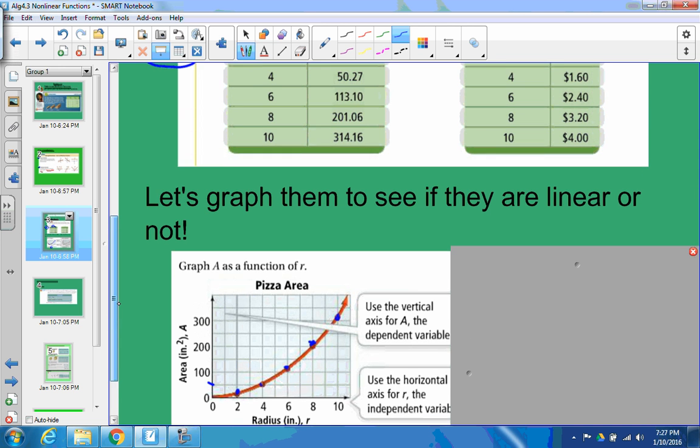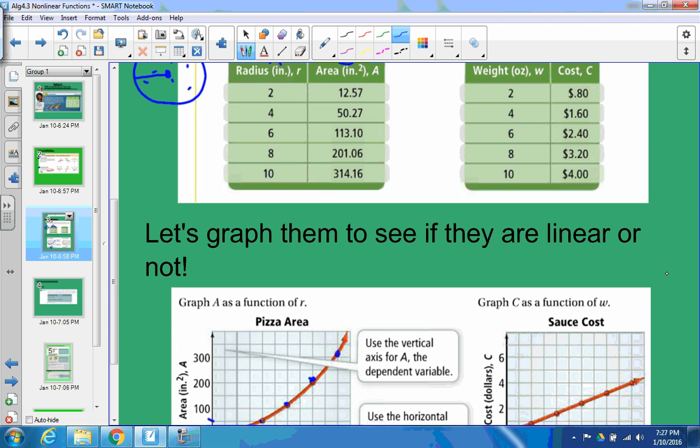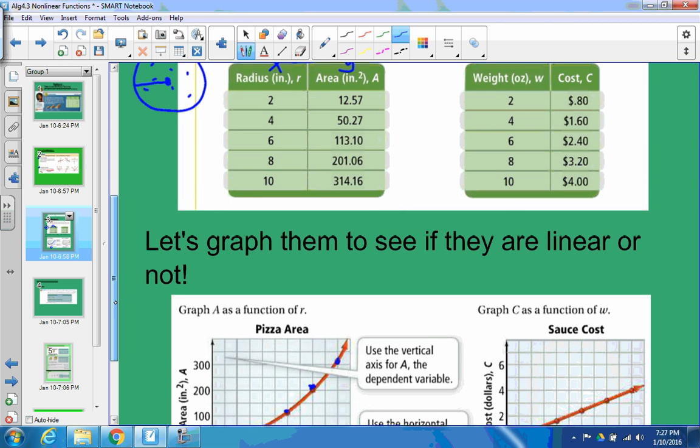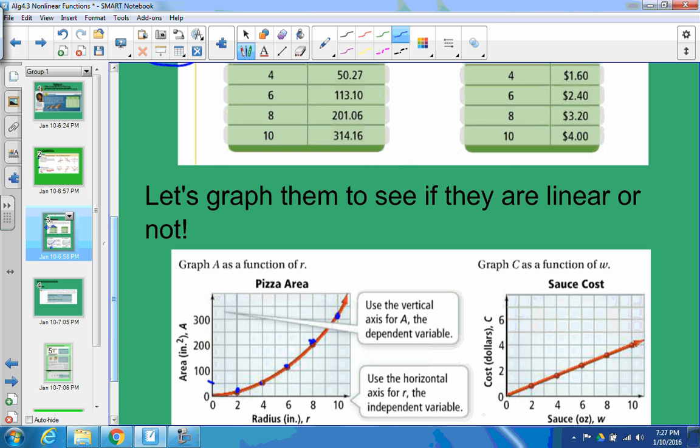Now let's look at the second one. We have 2 and 80 cents. So 2 ounces of sauce would be 80 cents. This one is just going up by ones the whole time because we're dealing with small numbers. For 2, it's going to be 80 cents.